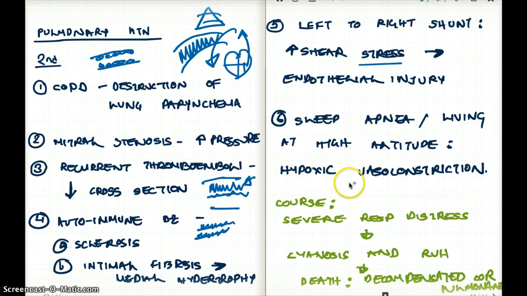Now, how do people really die due to pulmonary hypertension? It first starts off with severe respiratory distress, which leads to cyanosis and right ventricular hypertrophy. Then, eventually, they're going to have cor pulmonale, and the right ventricle will become decompensated, leading to death. So that is all about pulmonary hypertension.